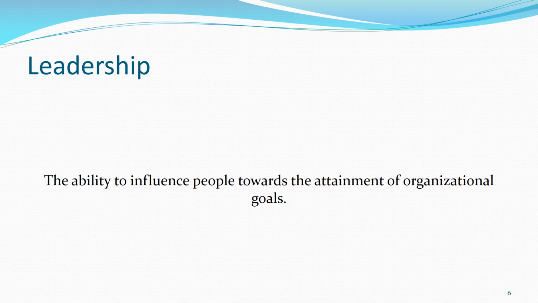What is leadership? The ability to influence people towards attainment of organizational goals. That's as simple as we can get. How do we influence persons within organizations towards the goals of the organization? And before we talk about the types of leaders or types of leadership, it's important for us to understand various sources of power.